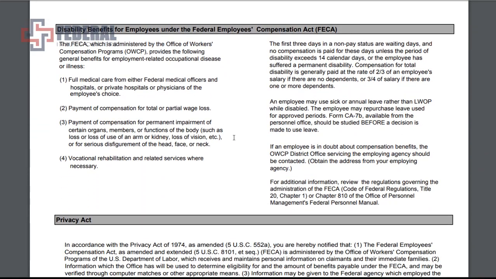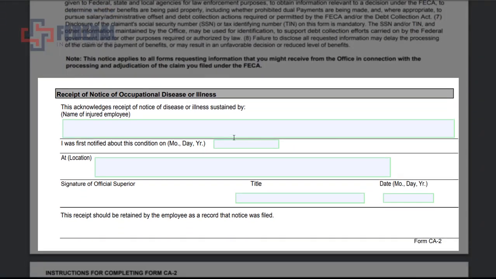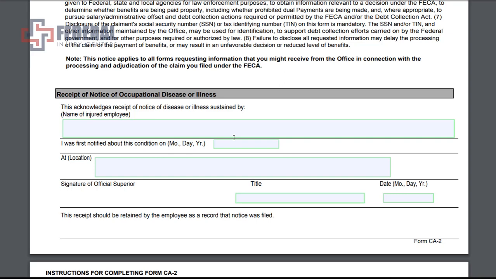Page 3 has information that we'll come back to shortly, and this receipt. I'm going to stress over and over again the importance of getting this receipt back. Getting this receipt back is not a request, it is your right.